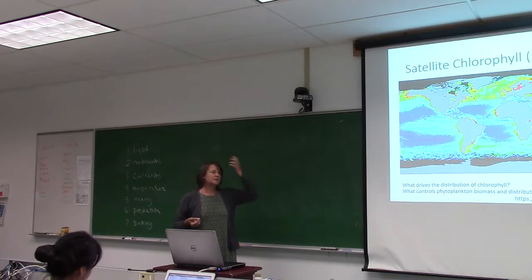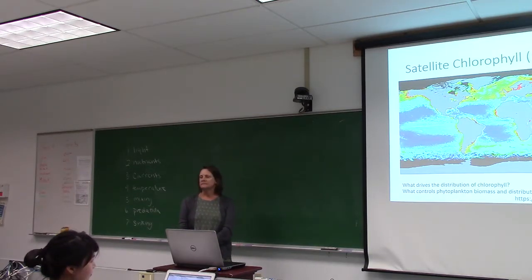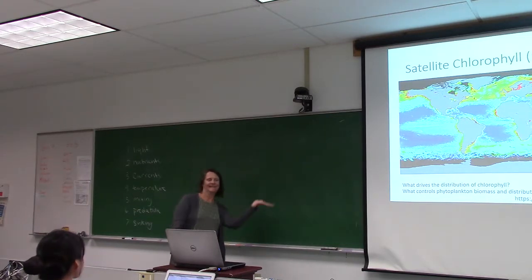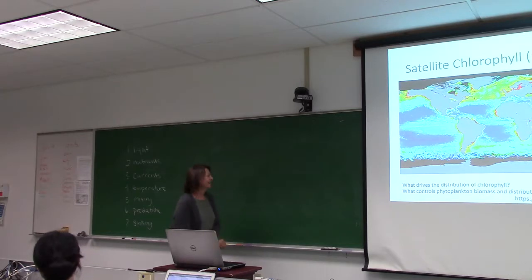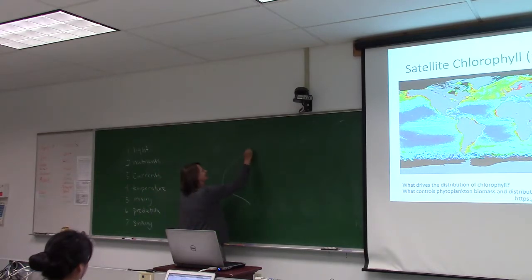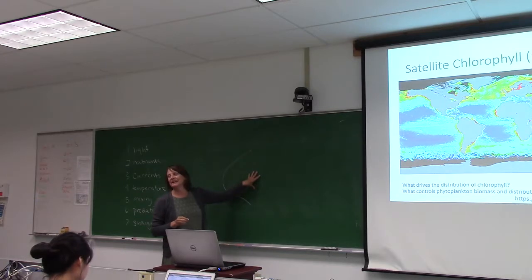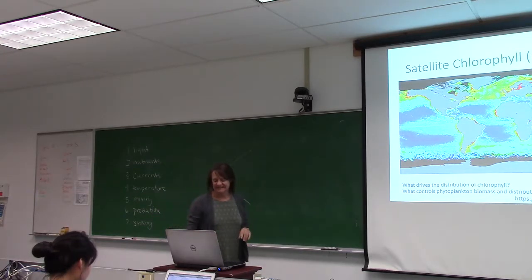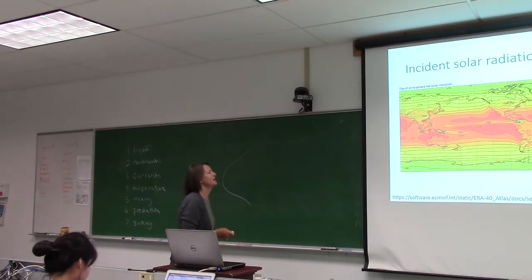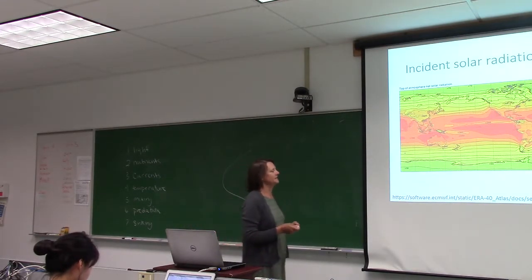So, what does light look like over the globe? Shaped like this? Like this? More or less. So you mean that it's less at the poles and more at the equator? Yeah, exactly. And so I tried to pull up top of the atmosphere net solar radiation.